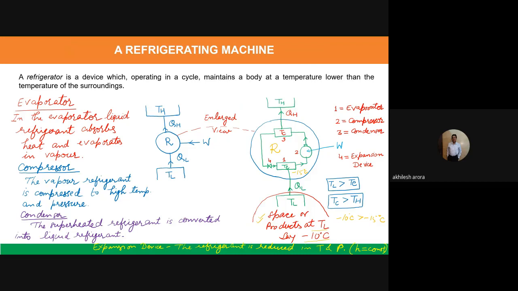We have in the evaporator liquid refrigerant which enters and absorbs heat and evaporates into vapor. So basically at this particular point we have the refrigerant vapor, and it takes away the latent heat during this process in the evaporator. And at this particular point, the refrigerant vapor enters into the compressor here. This is the compressor. The compressor compresses this refrigerant to high temperature and pressure.